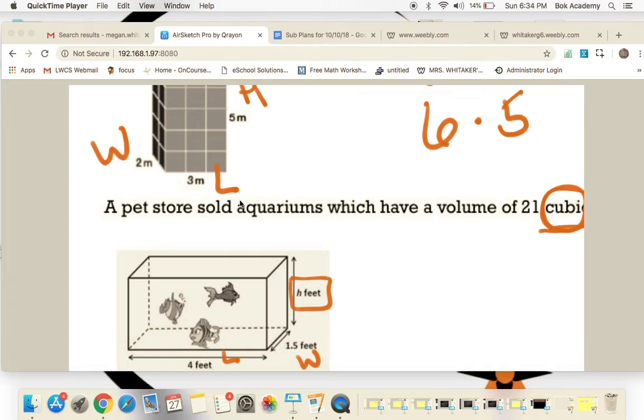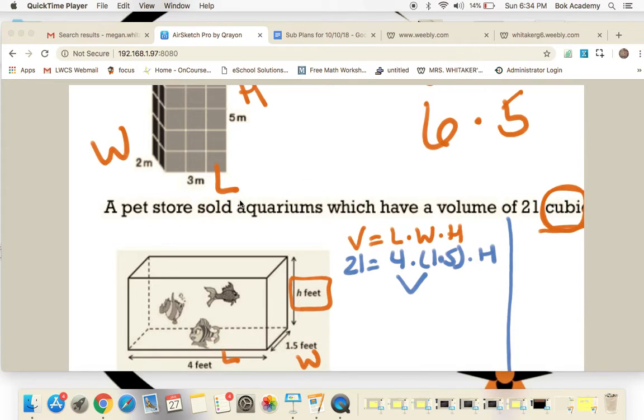So I like to always write out my formula first. Volume equals length times width times height, and I like to plug in my numbers. My volume is 21. My length was 4, my width was 1.5, and I still don't know my height. So I probably need to just go ahead and multiply the 2 dimensions I do have, which is 4 times 1.5. And I'm going to do that out to the side here. This is my workspace.